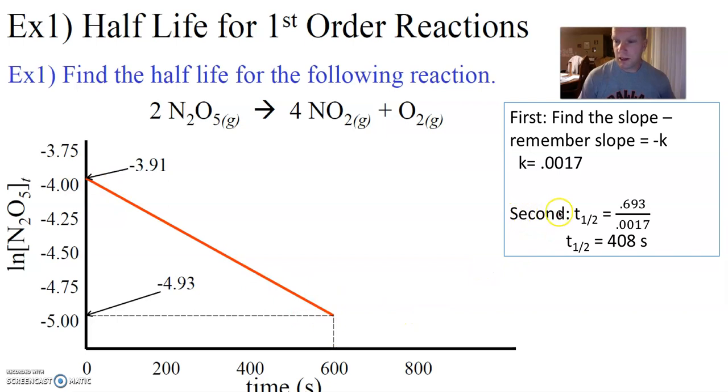And then I use my half-life equation. This is found in your AP Chem packet. So 0.693 divided by k, my half-life for this reaction is 408 seconds. That means right about here, at about 408 seconds, I've passed one half-life. Whatever the original concentration of N2O5 was, it will now be half after 408 seconds.